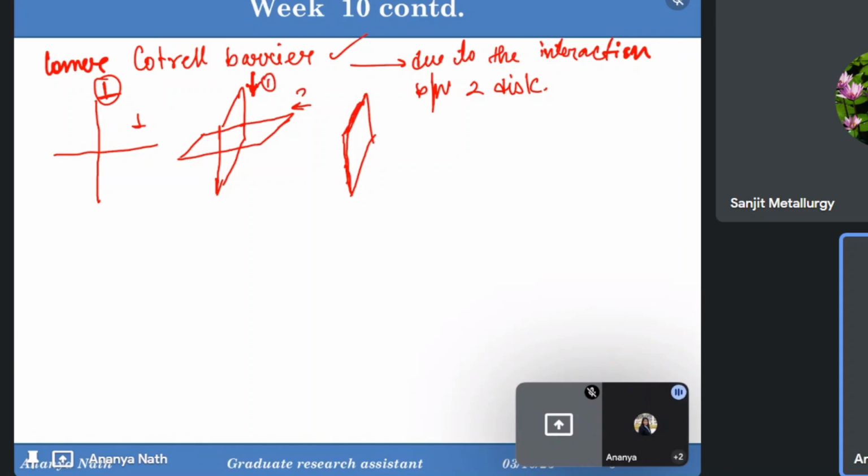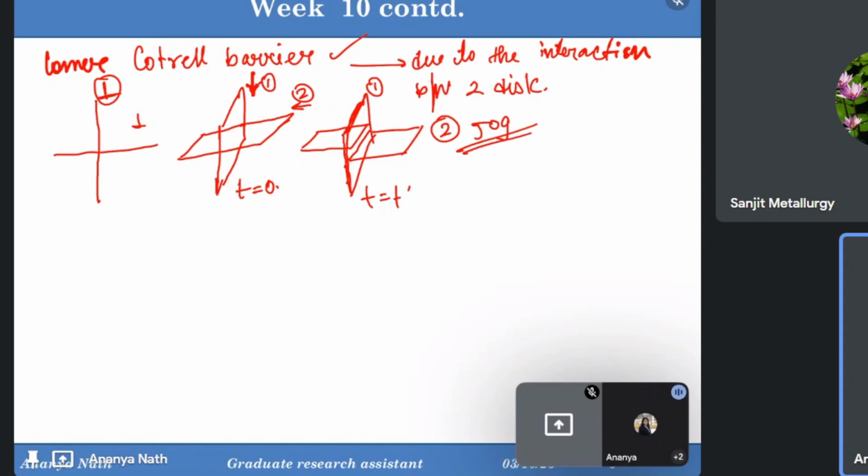This is one plane, this is two plane. If this one plane is moving as it is and the second plane, at t equal to 0 it was like this, and at t equal to t dash it's something like this, then this will be called jogs or kinks. This is a jog, ma'am. Now why is this a jog?